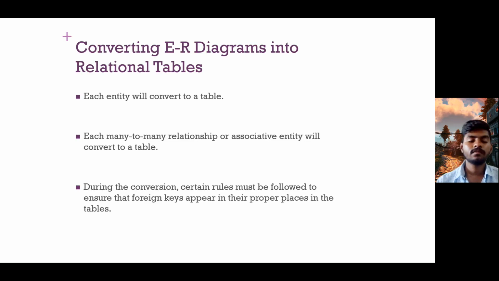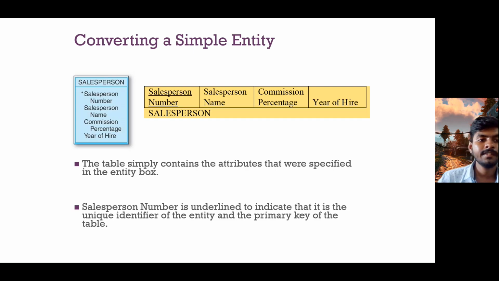We can convert the entity relation diagram into relational tables. Each entity is converted into a table. Each many-to-many relationship or associative entity will convert into a table. During this conversion, certain rules must be followed to ensure a foreign key appears in the proper place in the table. As we all know, the foreign key.